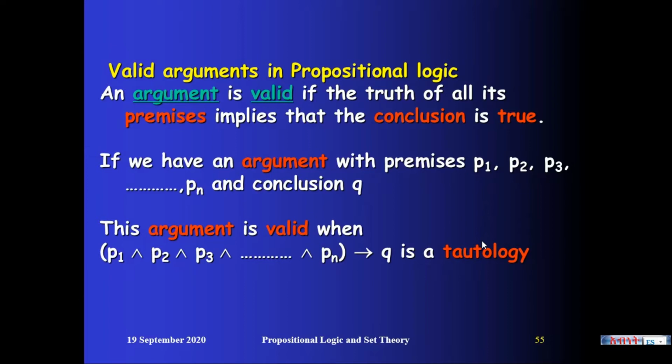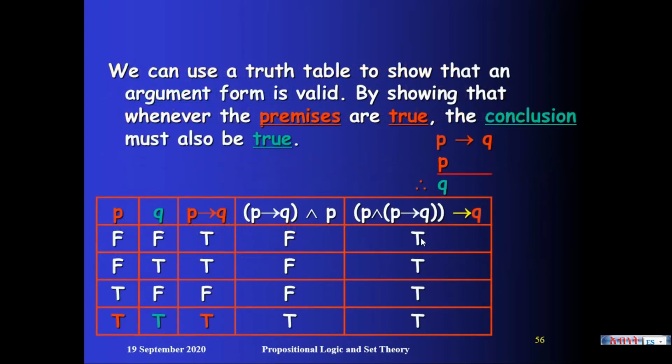If a given compound statement is a tautology, we can conclude that the argument is valid, but it must be put like this: P1 and P2 and P3 and Pn implies the conclusion. If it is a tautology, we can simply say the given argument is a valid argument. So we can use a truth table to show that an argument form is valid by showing that whenever the premises are true, the conclusion must also be true. Don't forget, premises are always true.